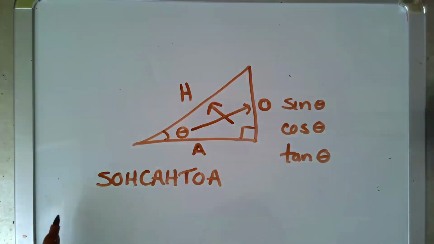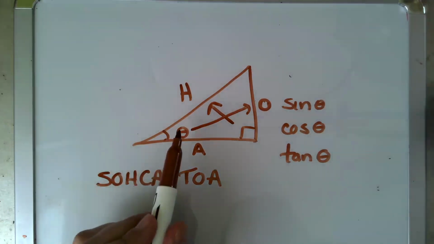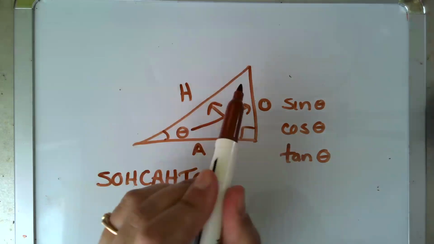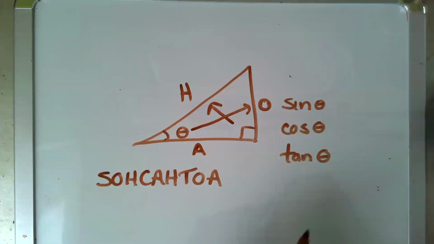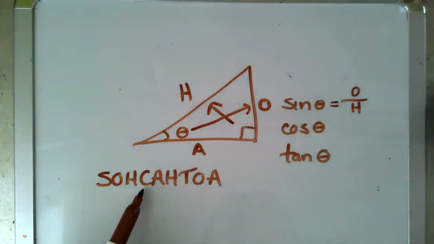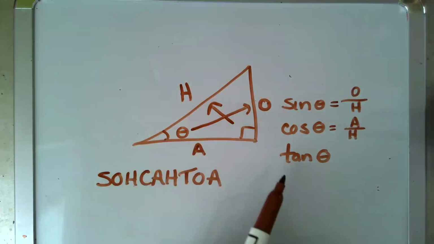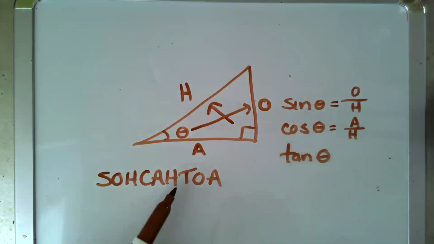And so what this little mnemonic shows us is that the sine of theta is the ratio of the opposite side divided by the hypotenuse. The cosine of theta is the ratio of the adjacent to the hypotenuse. And the tangent of theta is the ratio of the opposite over the adjacent.